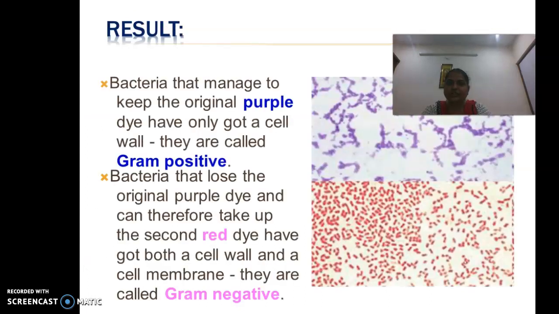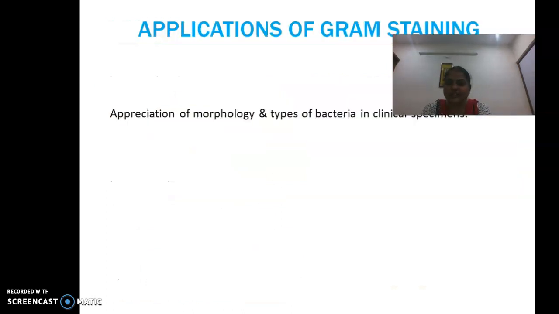Let me finally tell you that gram positive bacteria appear purple in color and gram negative bacteria appear pink in color. Purple colored bacteria are always referred to as gram positive and pink colored bacteria are referred to as gram negative bacteria, and there is a basic principle involved. It is mainly because of the difference in the structure and composition of their cell wall. The application of gram staining is mainly to appreciate the morphology and types of bacteria in clinical specimens.